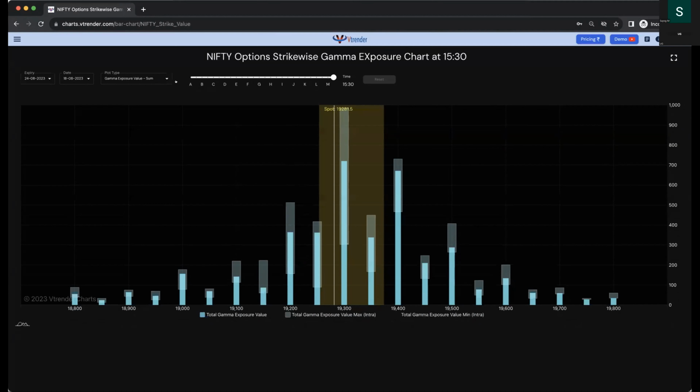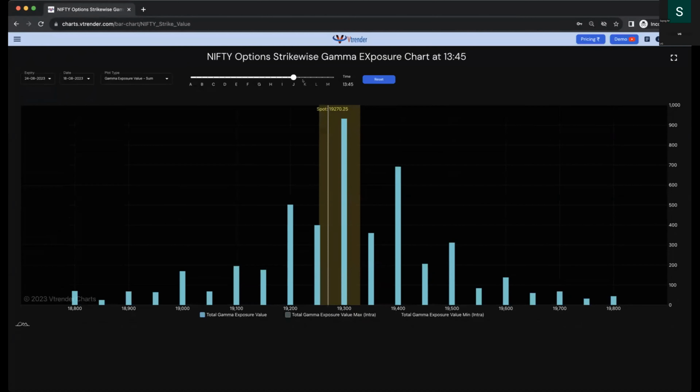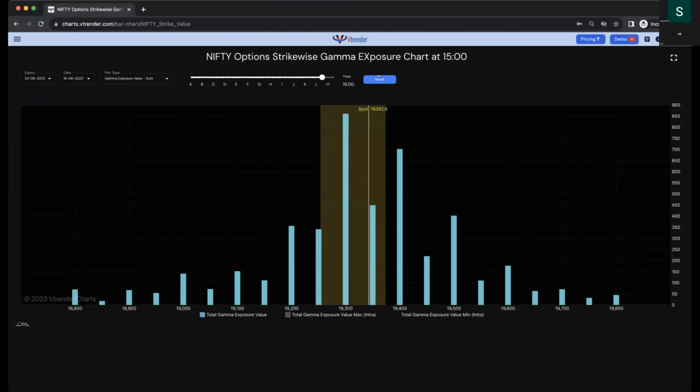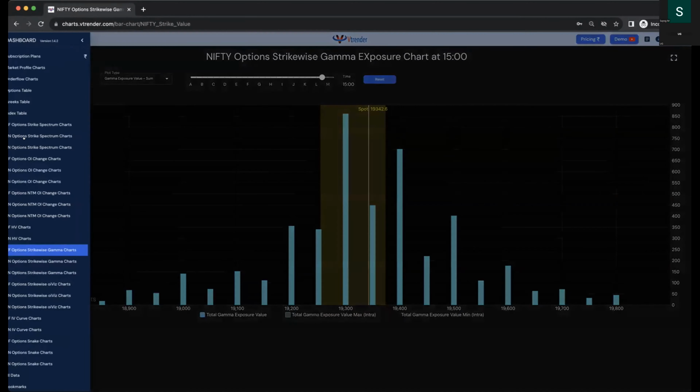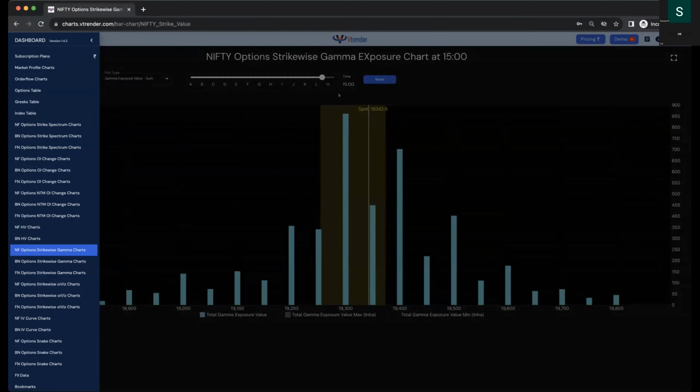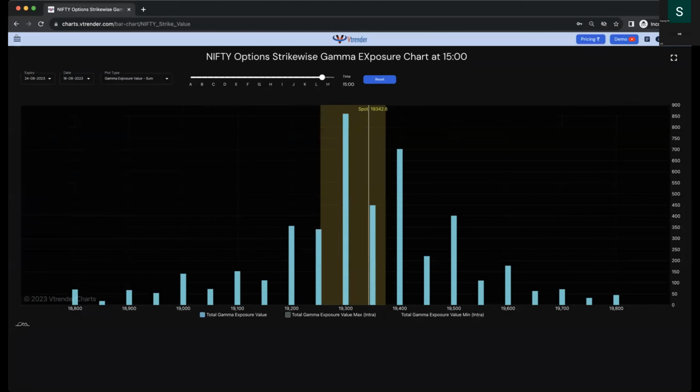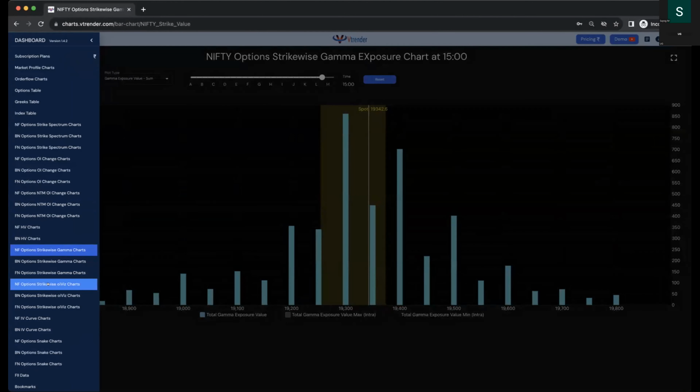Just explaining the features: you can go back a few dates, you can check different expiries, you can check intraday between certain time frames. So you can see what happened in the middle of the day, during a certain time, and what the status was. And this feature is available across all our charts, all our options inventory charts.